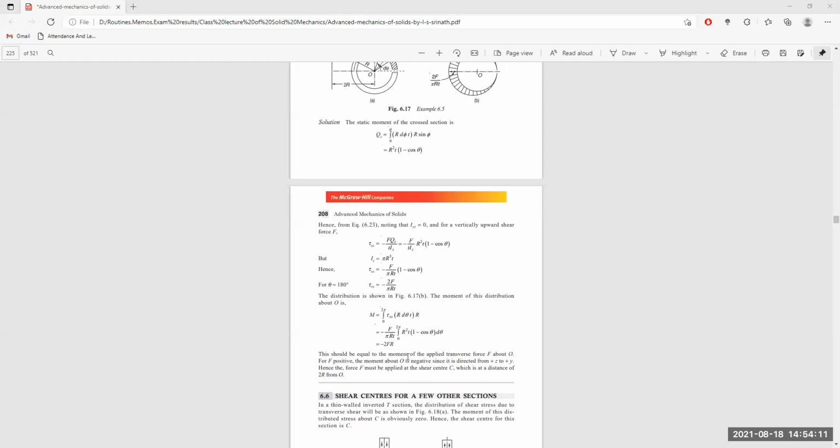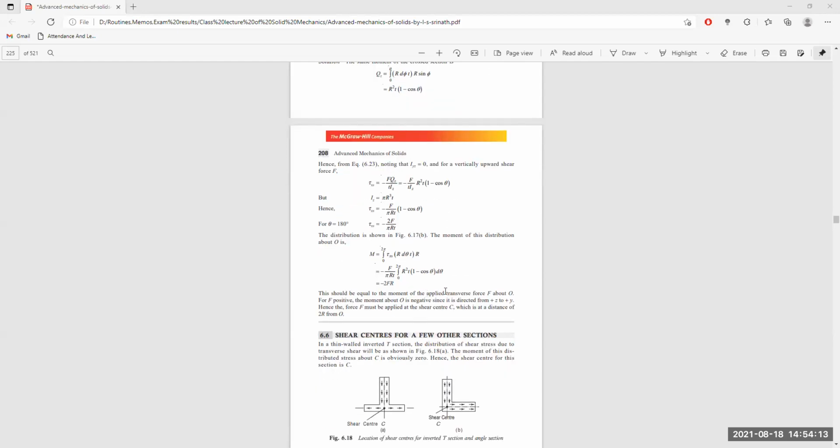This should be equal to the moment of the applied transverse force F about O. For F positive, the moment about O is negative, since it is derived from Z to Z plus. Hence, the force F must be applied at the shear center C, which is at a distance 2r from O.